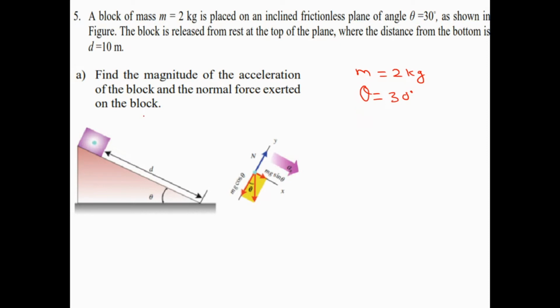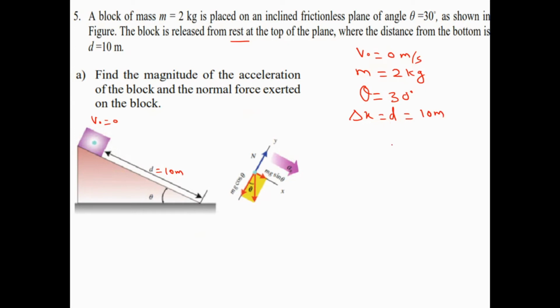The block is released from rest. If the block is released from rest, that means the initial position is at the top. So what is the initial velocity? The initial velocity here is 0. Am I right? So better I can write the initial velocity here, because they clearly mentioned initially the block is at rest. So 0 meter per second at the top of the plane, where the distance from the bottom is d, which is equal to 10 meters. So here from the bottom to the top of the block is exactly d value, which is equal to 10 meter. So here I'm going to write the distance as delta x, which is equal to 10 meter.